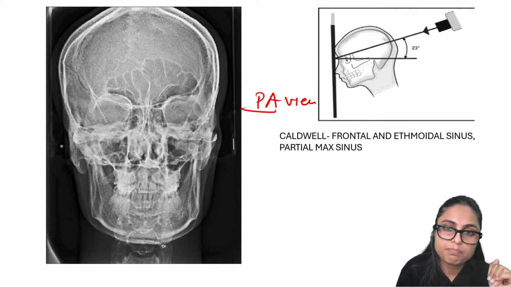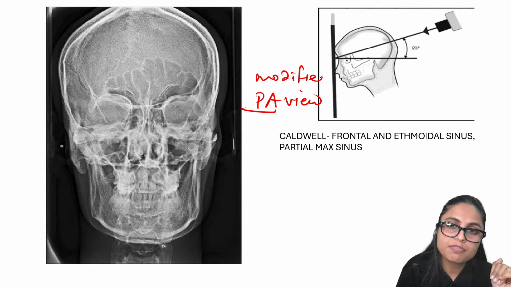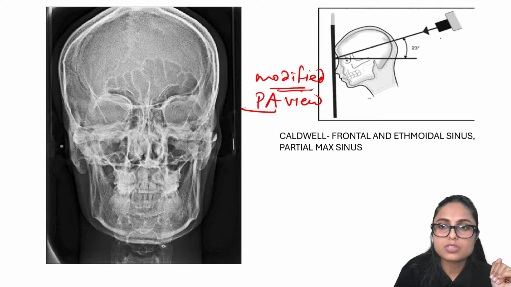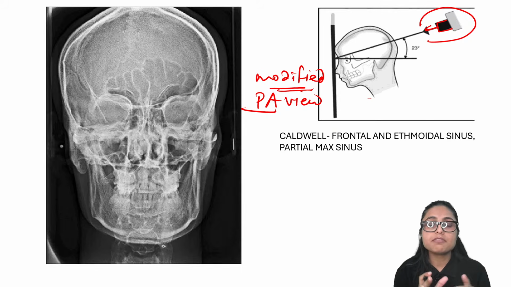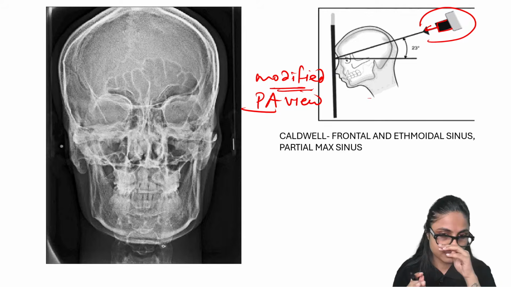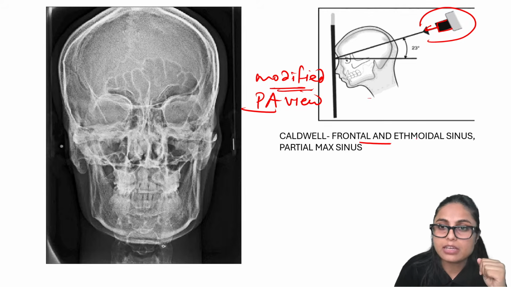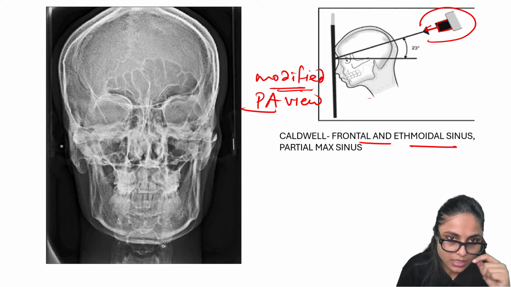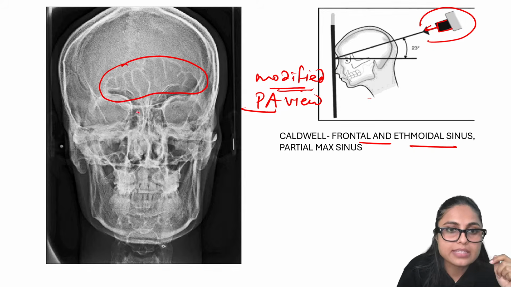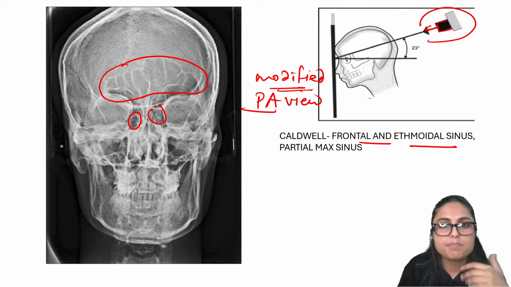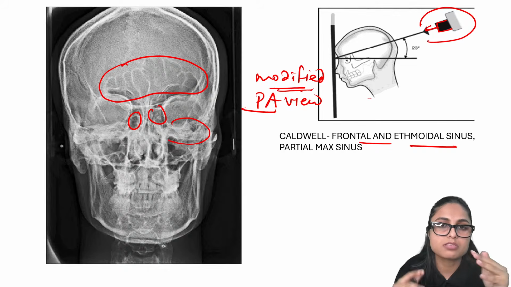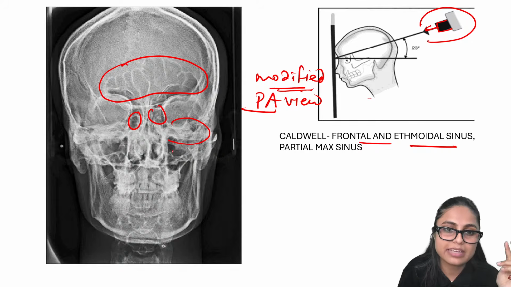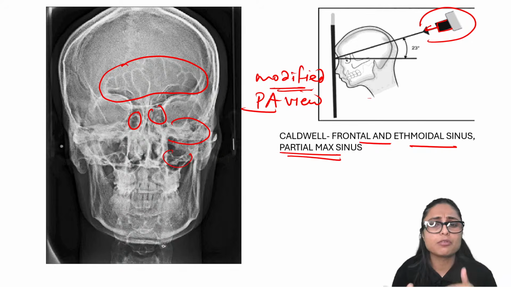PA view. Caldwell view is a modified PA view. You just change the angulation of the X-ray beam. The Caldwell view is best for viewing the frontal and ethmoidal sinuses. You can see the frontal sinus clearly, you can see the ethmoidal sinuses, and the partial maxillary sinus, since the maxillary sinus is superimposed by the petrous ridge. So the partial maxillary sinus is also seen in Caldwell projection.